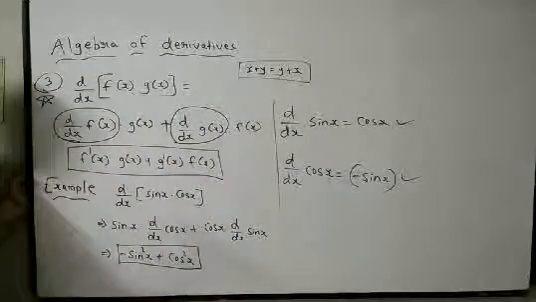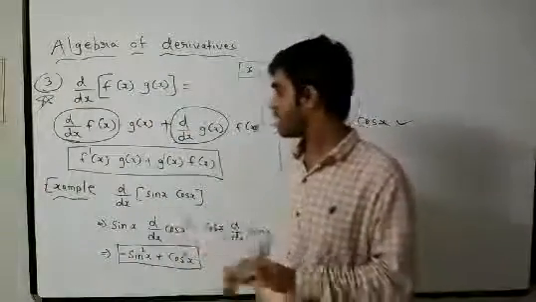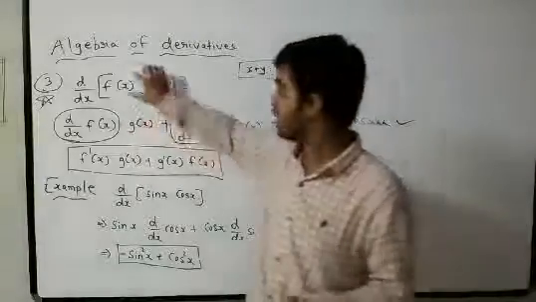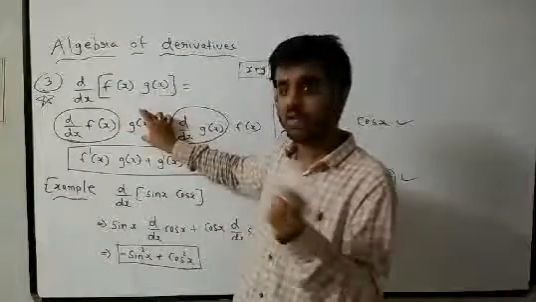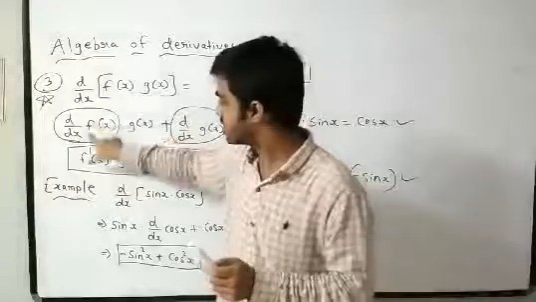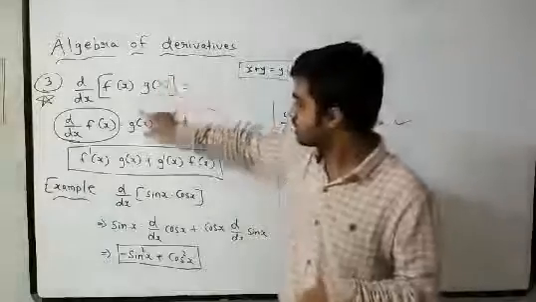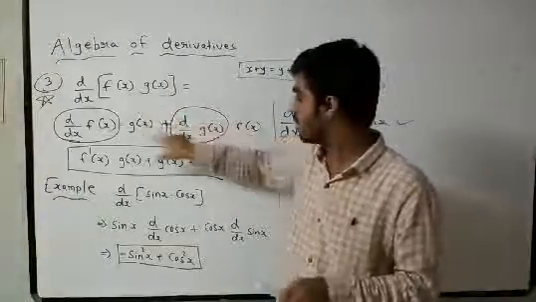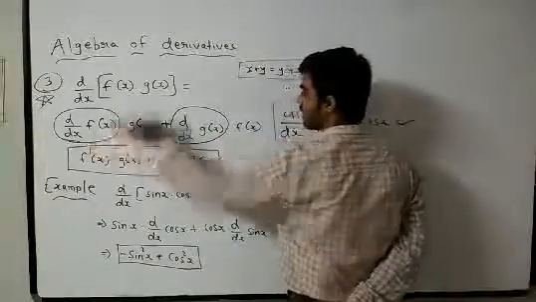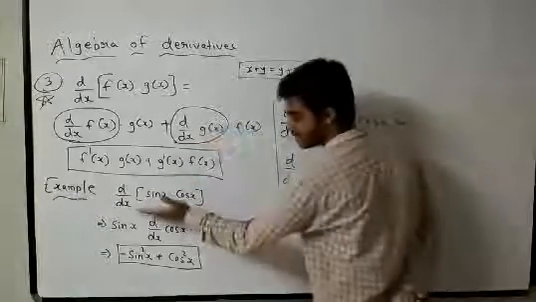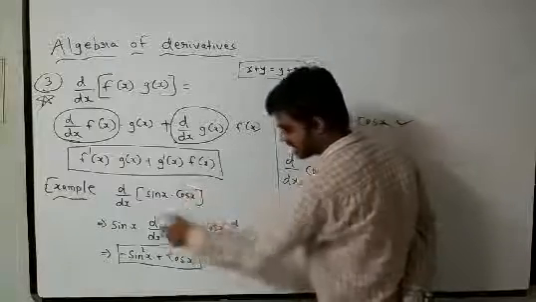I am telling one more time, listen to me. If two functions are multiplied, like f of x and g of x, then we have to take any one function as constant and take the derivative of the other. Then plus, whichever function we kept constant, now we have to do its derivative and keep the other function as it is. For example, sin x into cos x: sin x as it is, cos x derivative, plus cos x as it is, sin x derivative.